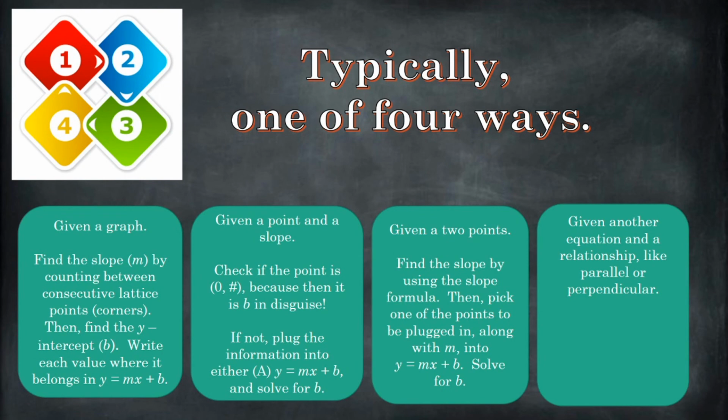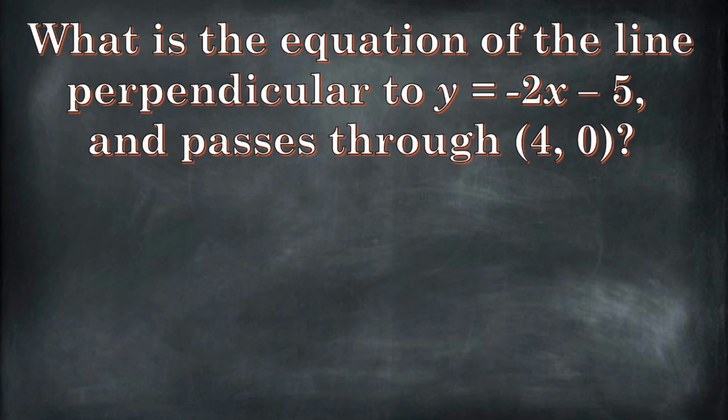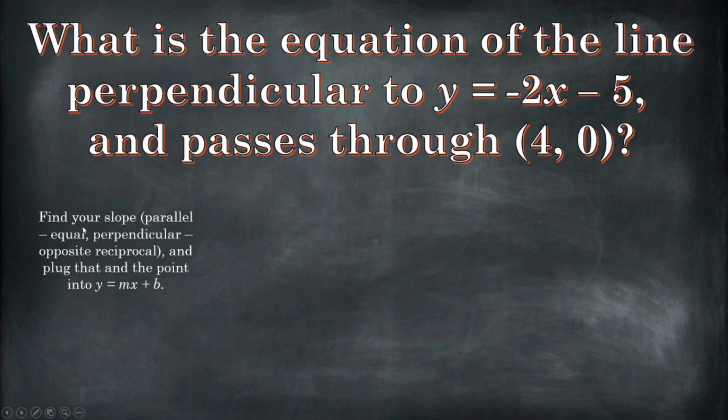If they give you another equation and they tell you, hey, this is parallel or it's perpendicular, here's what you're going to do, right? First thing you're going to do is you're going to find your slope. Now, because our line is either parallel or perpendicular, and they give you a line that is parallel or perpendicular to, you can use one of these 2 facts to figure out the slope of your line. Parallel lines have slopes that are equal. So if ours was parallel, which it's not, it's perpendicular, but if it was parallel, our slope would be -2.